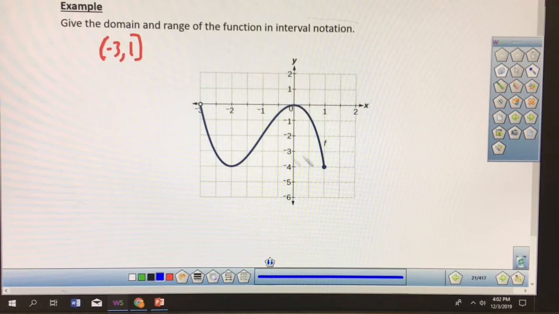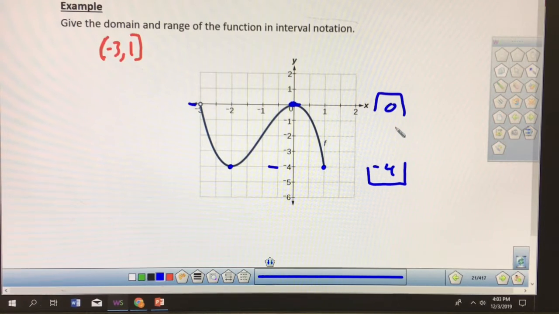Range. The lowest y value is here and here. So the lowest y value is negative 4. The highest y value is here and here. Now some people say it's an open circle there, isn't it? But it's a closed circle there. So we take that y value as 0. And it's going to be from the lowest y value to the highest y value. So the range is going to be from negative 4 all the way over to 0.